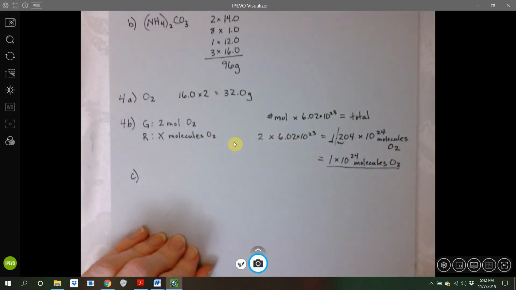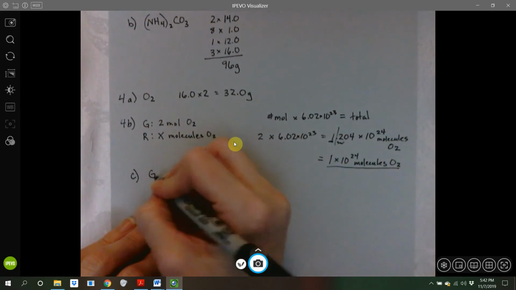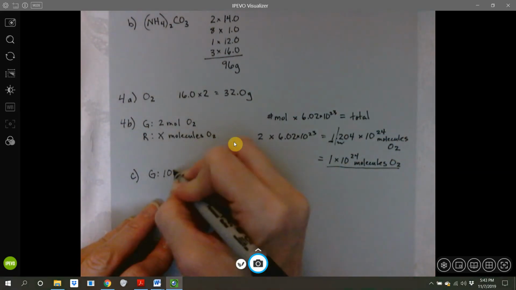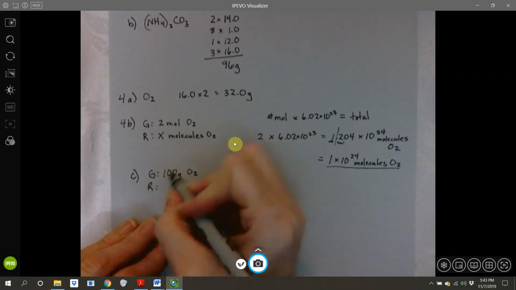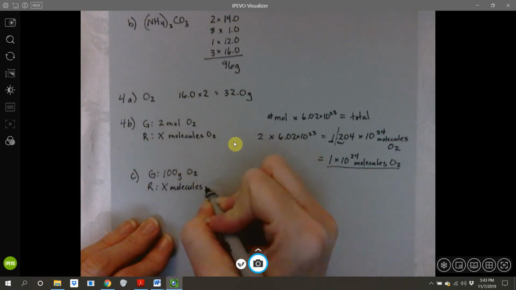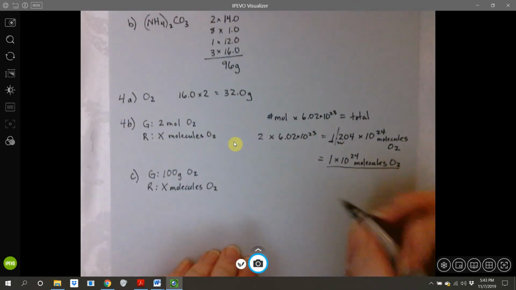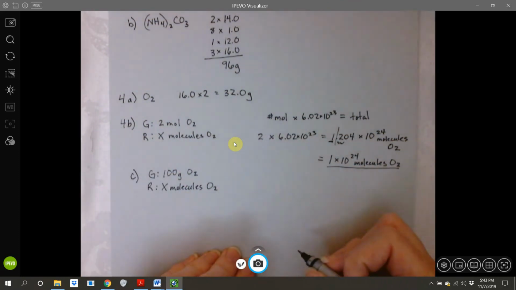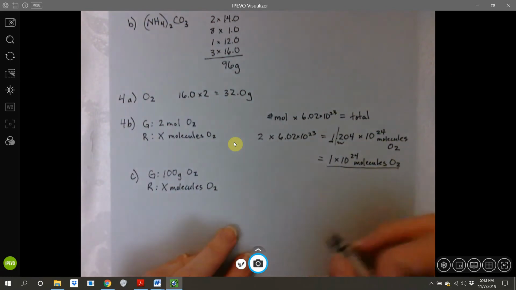How many molecules are in 100 grams of oxygen gas? Okay, so you notice they give us 100 grams of oxygen gas. We are required to find some number of molecules. What is missing here? Moles are missing. We don't have any moles available, so we are going to convert to moles first and then into molecules.